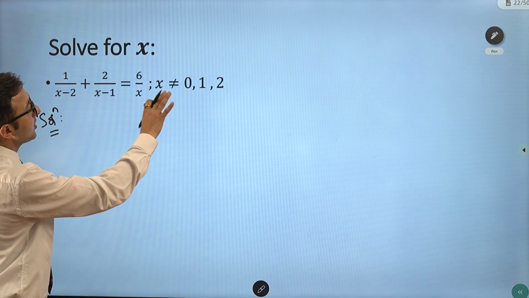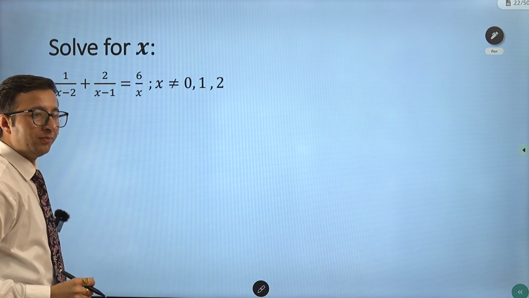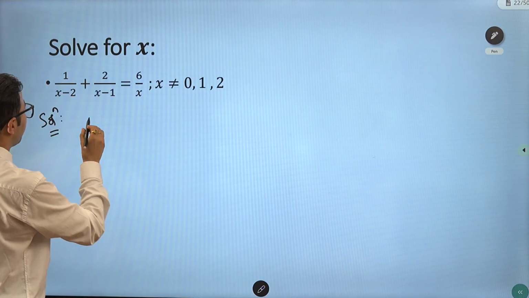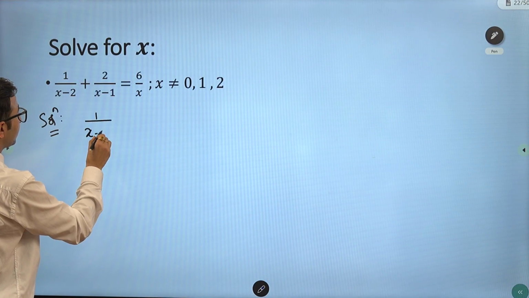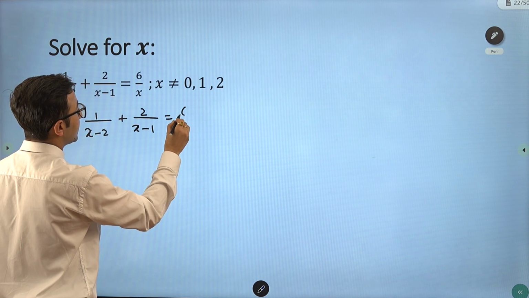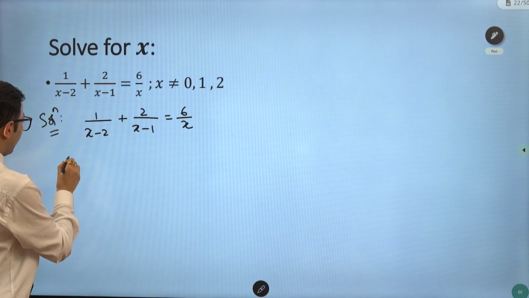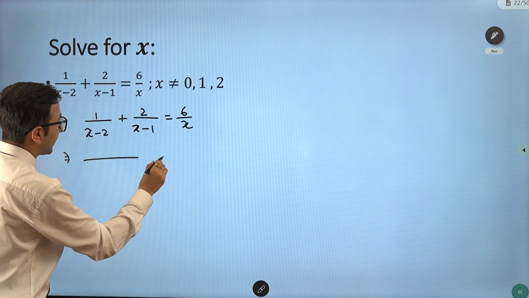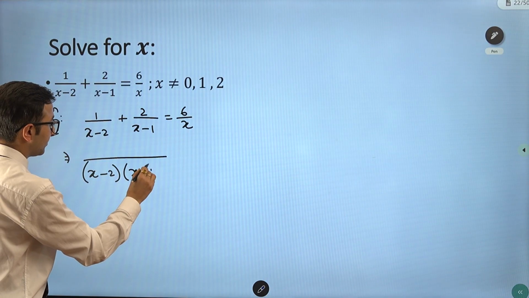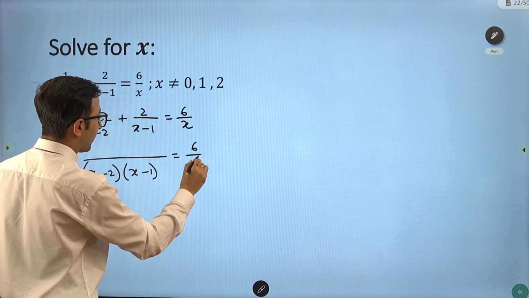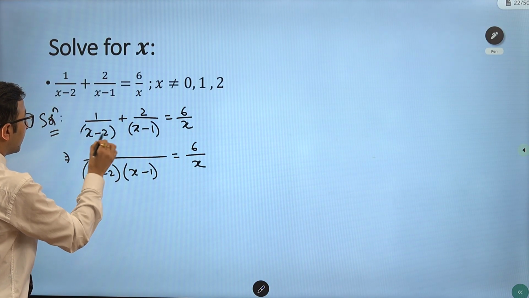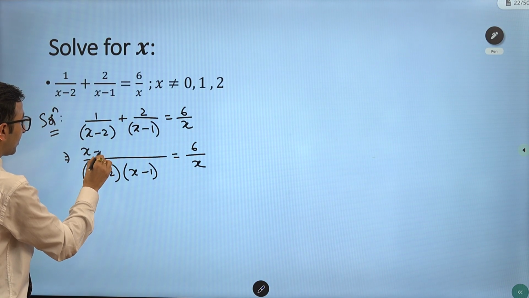So how to solve such type of problems? By looking at the problem, we cannot say directly that this is from quadratic equations. But let's start with the solution. 1 divided by (x minus 2) plus 2 divided by (x minus 1) is equal to 6 divided by x. Now in the next step we will be taking the LCM. So the LCM will be simple, the product of the denominators, which is equal to 6 divided by x.